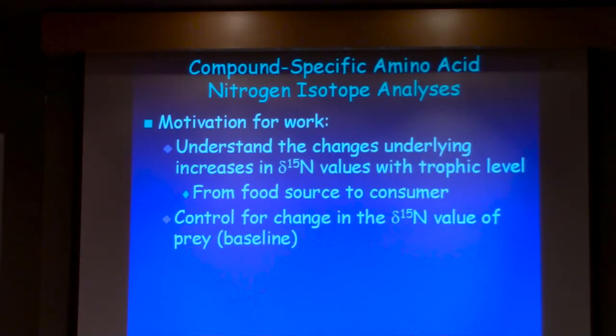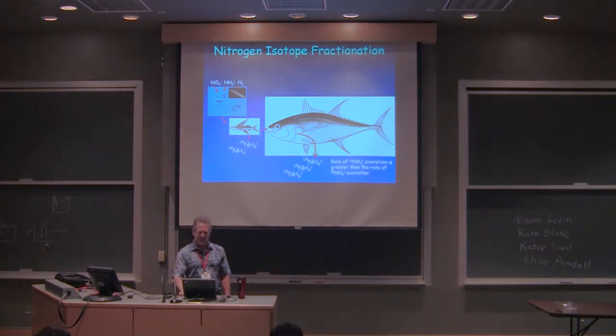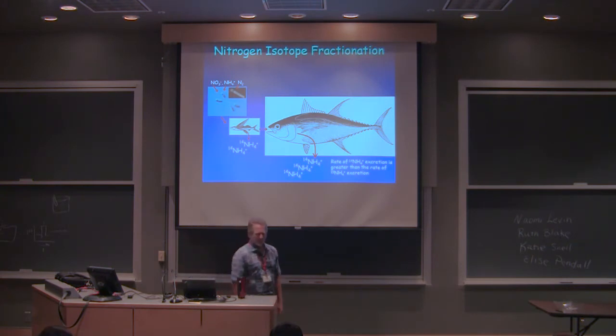The motivation for the work is to understand why there are changes in nitrogen isotopic composition of organisms with a trophic transfer. And one of the other motivations is that measuring the nitrogen isotopic composition of amino acids allows us to normalize for baseline changes. And I'll explain that. Okay, so here's a simple food web.